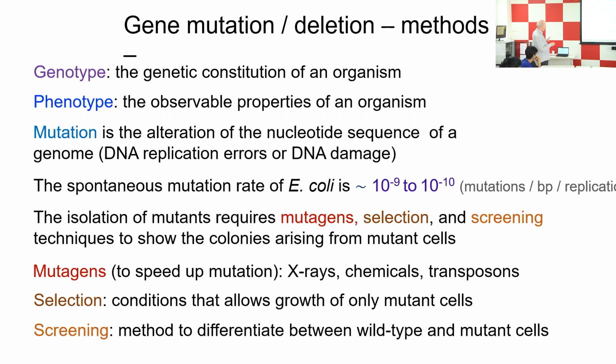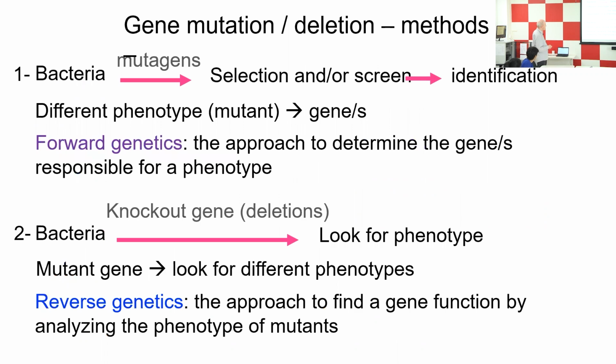And in many cases, even before the times of genetic engineering and recombinant DNA, microbiologists used mutagens. Then after mutagenesis, there was some selection, and if not selection, at least a screening to reveal the presence of mutant cells. So mutagens are compounds or circumstances that may speed up mutations, for instance, X-ray or chemicals, and in the hands of microbiologists, also transposons. Selections are the conditions that allow growth of only mutant cells, and screening, unlike selection, is a kind of manual method to differentiate between wild type and mutant cells. Okay, so remember these things.